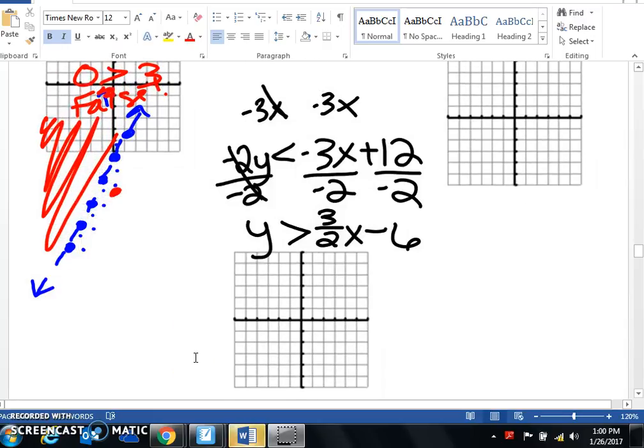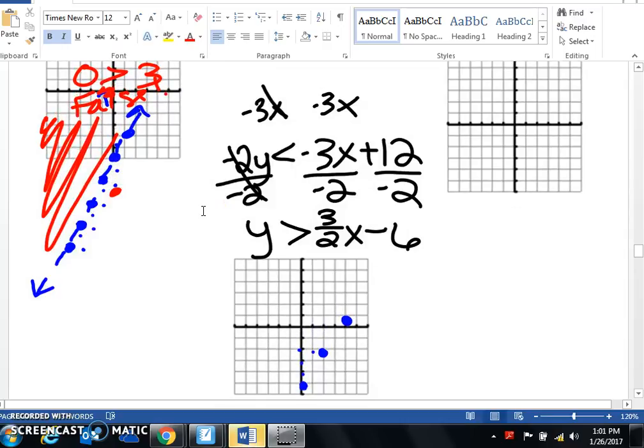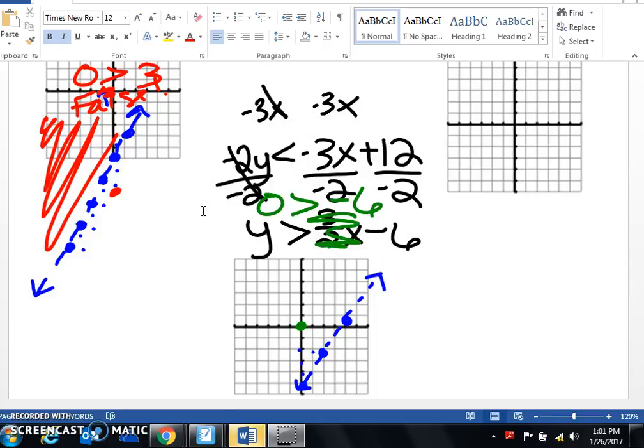All right, so when we graph it, we go to our y, which is -6. So 1, 2, 3, 4, 5, there. And then our slope is 3/2. So up 3 over 2, up 3 over 2. Once again, this did not have that equal sign under there, so it's going to be dashed. And then we're going to test the point 0, 0. So 0 is supposedly greater than -6. That is true. Therefore, I need to shade where that point is. Done.